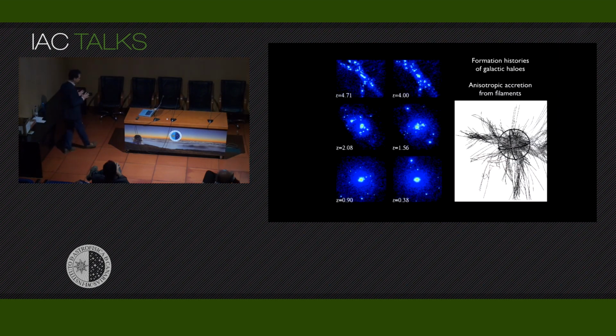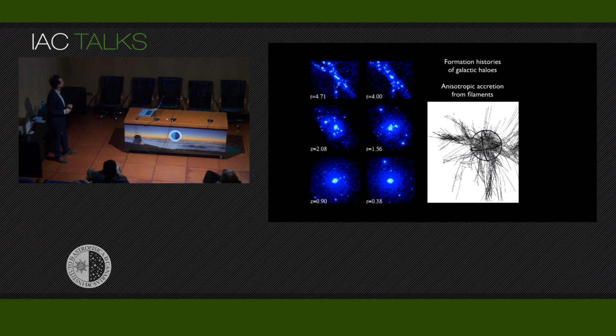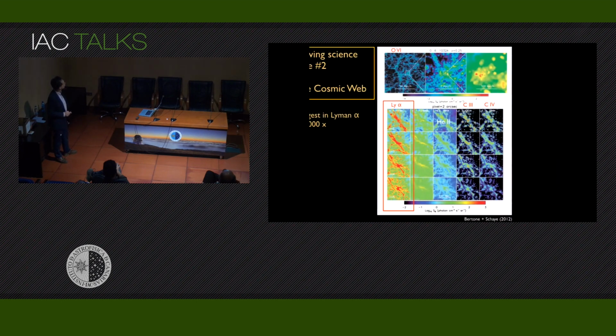The second driving science case is the cosmic web. As you can see, all these galaxies are falling into the potential wells of Milky Way-like galaxies. Those are the orbits, and this is the virial radius. And the accretion is highly anisotropic, and this is the thing that we also want to detect. Not only the galaxies infalling, but actually the filaments where they come from. And so this is driving case number 2 for MESSIER. We want to detect the cosmic web.